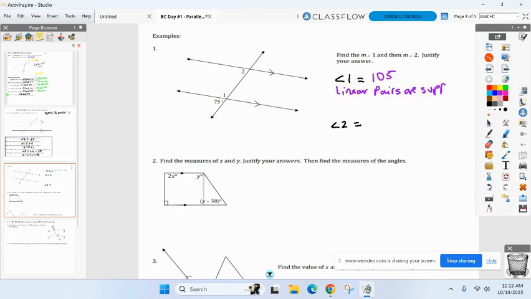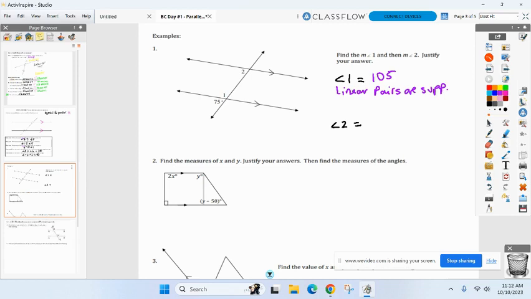Oh, wait a second. So you don't have to use a parallel line fact every time? No! You guys got to keep remembering. Just because we're done with unit 1 and 2, they still exist. Use it. Anything we've talked about, keep using it. How about angle 2? Now you're going to have to use a parallel line fact.